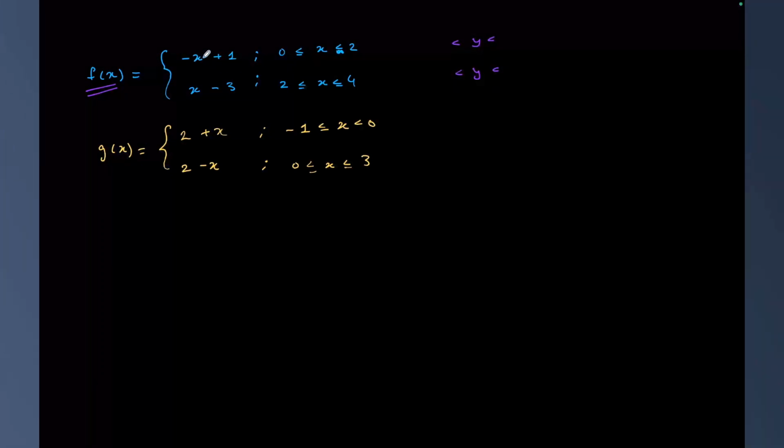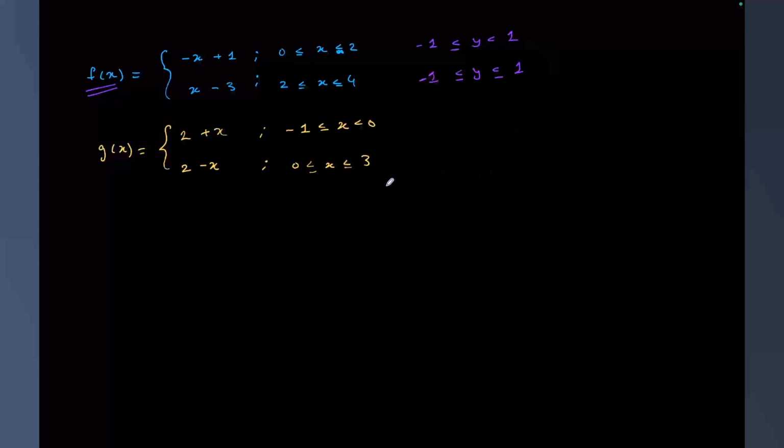If I put a 0, I'm going to have a 1, okay? And if I put a 2, what am I going to have? A negative 1. So negative 1 to 1, okay? That makes sense, right? Similarly, if I put 2 here, I should have a 1, right? If I put a 2, I'm going to have a negative 1, and if I put 4, I'm going to have a 1. Okay, so that's my range.